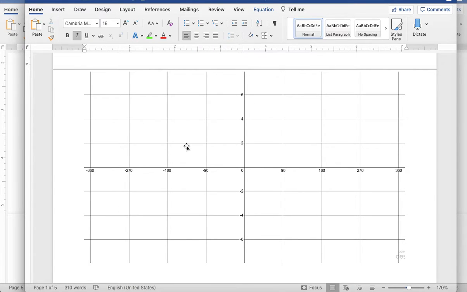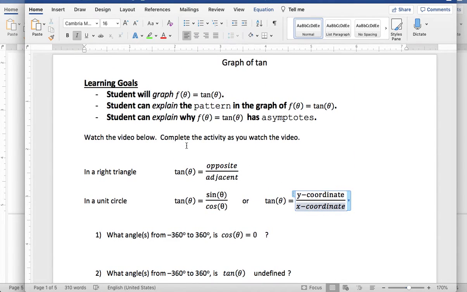All right, now let's review tangent. When we were in a right triangle, the way we thought about tangent was that tangent of an angle was equal to the length that was opposite of that angle divided by the length that was adjacent to that angle. But this only worked for angles that were between 0 and 90 degrees.